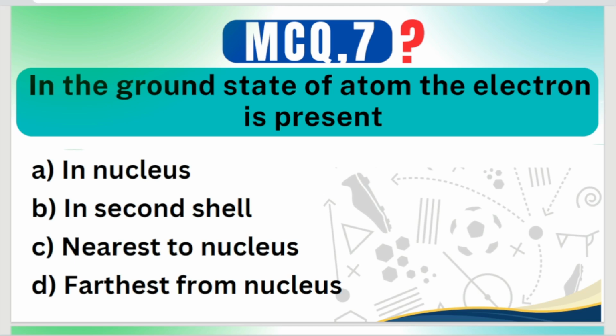I suggest nearest to the nucleus, because electrons lie nearest to the nucleus and then apart from the nucleus, that is throughout the outer core of the atom. So the option C is the correct answer.